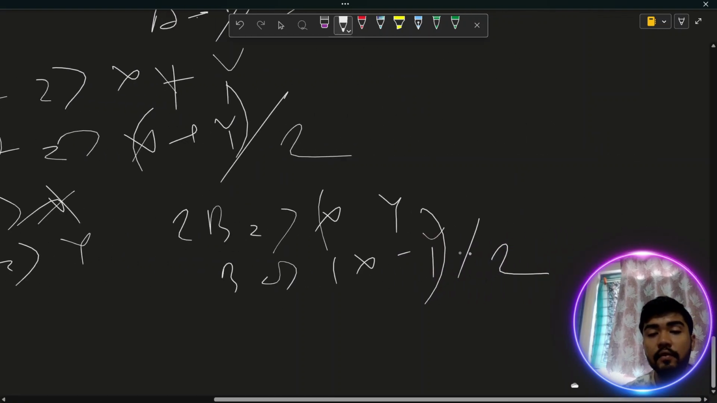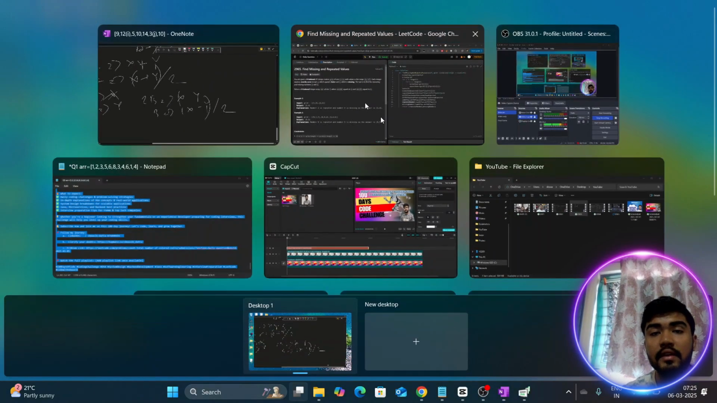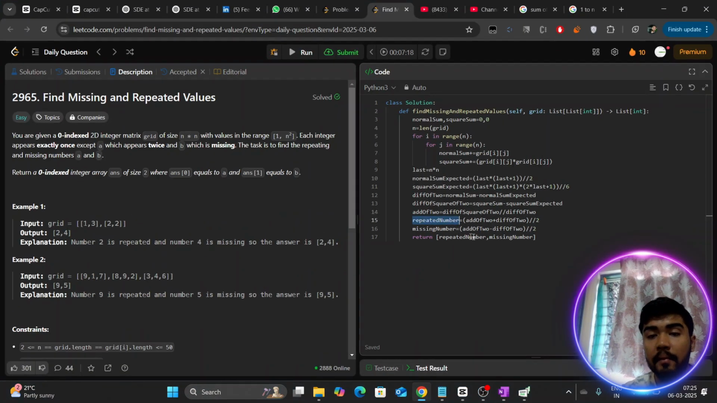Add of 2 minus diff of 2 divided by 2. So here you can see, the missing number is add of 2 minus diff of 2 divided by 2, and after that we are returning our repeated number as well as our missing number. Yeah, so that's all about today's question, and the time complexity, I guess, is pretty straightforward.